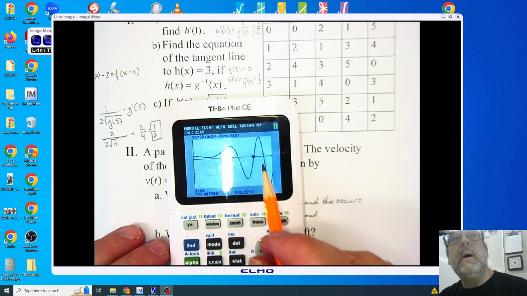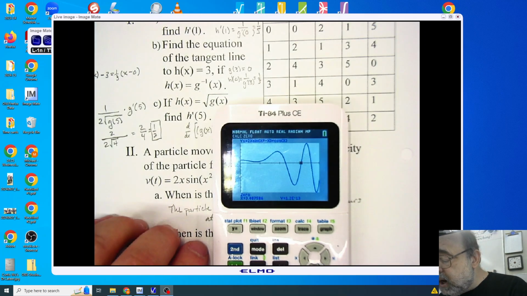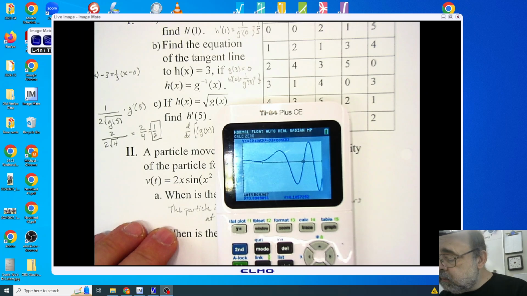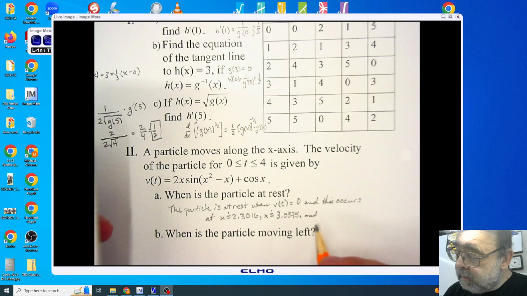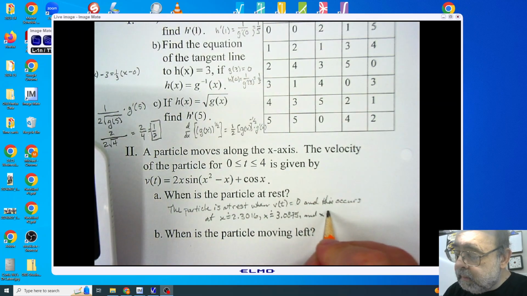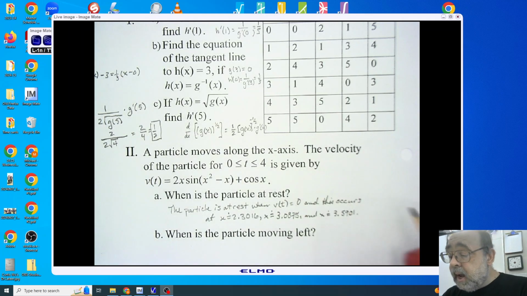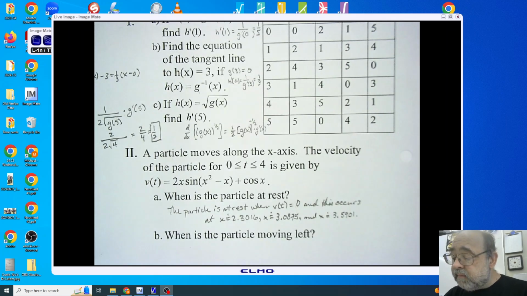That's going to be right here. Watch out for the glare, Mr. Lamb. Second trace, find my 0, above to the left, below to the right, and I get 3.5901. And there we go. The particle is at rest when the velocity v of t equals 0, and this occurs at, and I give my values.